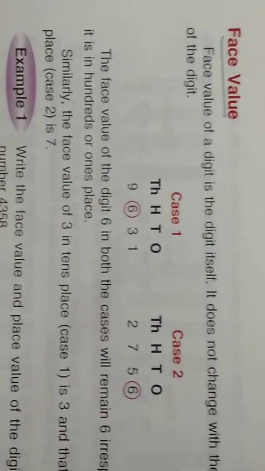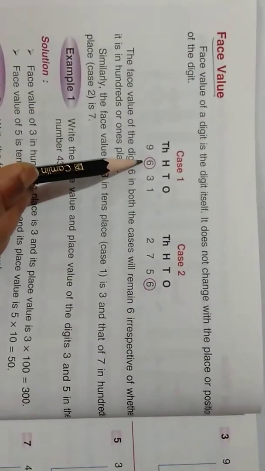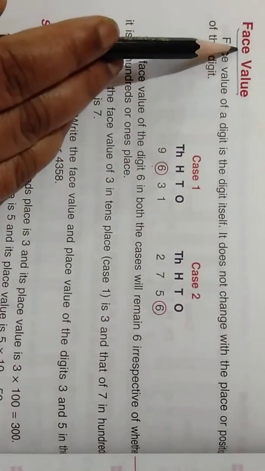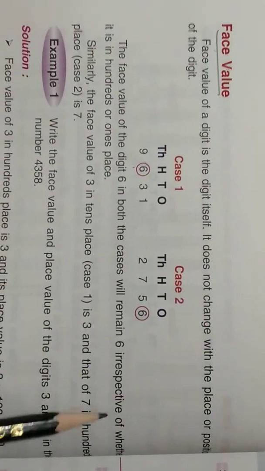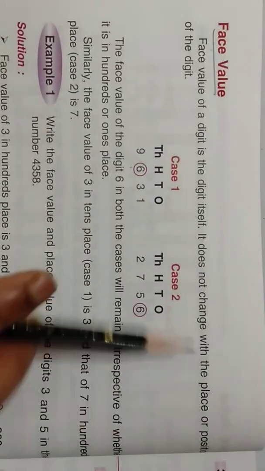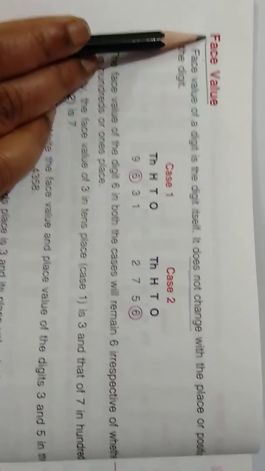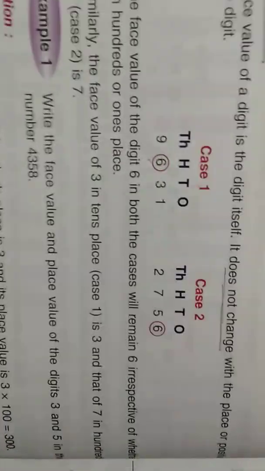Now before that, there is also a face value. There is one place value, there is face value. Face value of a digit is the digit itself. If it is 6, whether it is at the 100 place or ones place, if I am asking what is the face value of 6, it will always be 6, irrespective of where it is. It does not change with the place or position. So face value will always be the same, the digit itself. Clear? Now let's do exercise 2D.